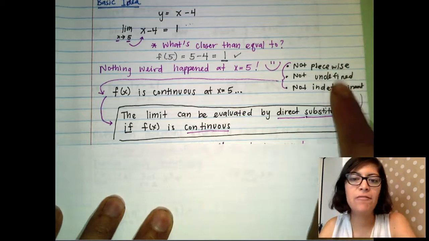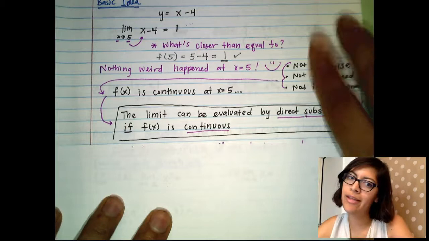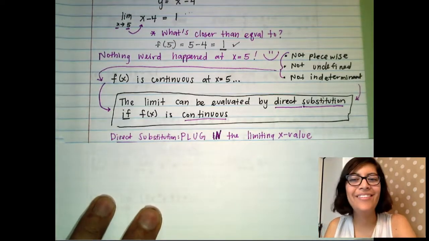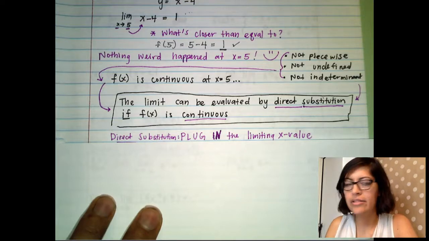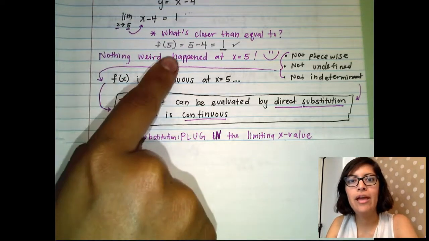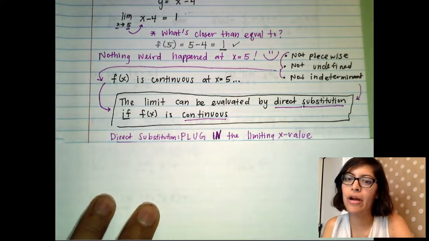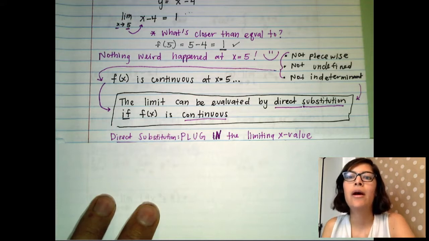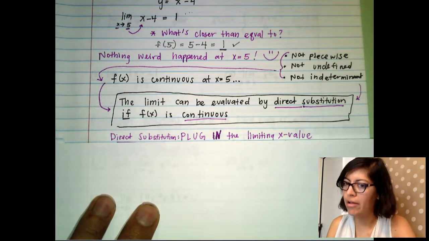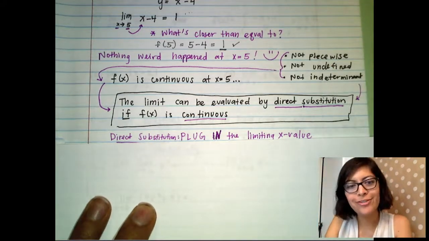So if none of this funky stuff happens, we can actually use direct substitution, which means plug it in. So you plug in the limiting x value. In this case we had 5, just plug it on in and it'll give you your y value, that limit. So the limits approximate y values. And that's pretty much it. So that's the intro, you guys.